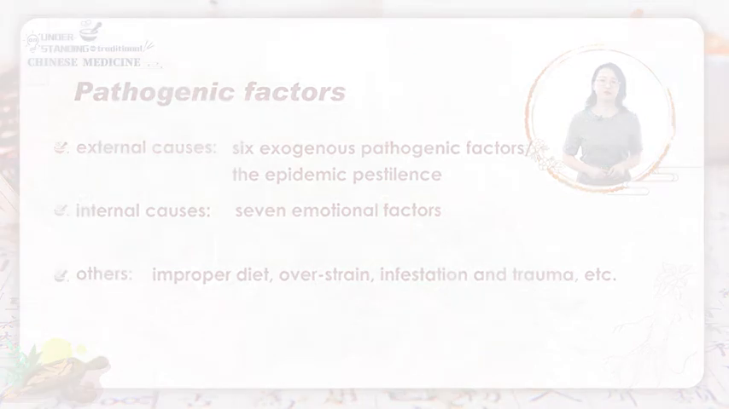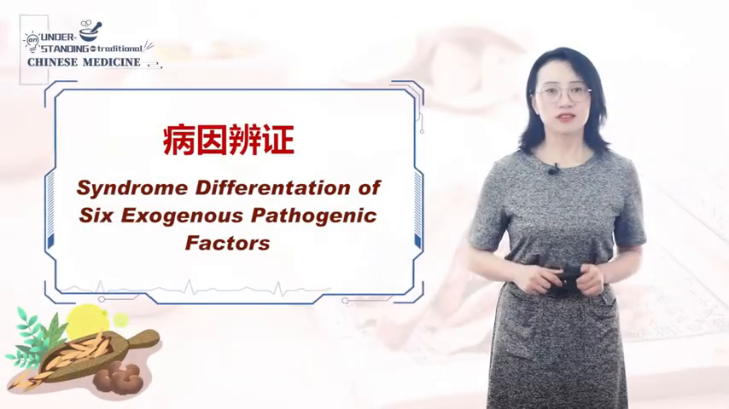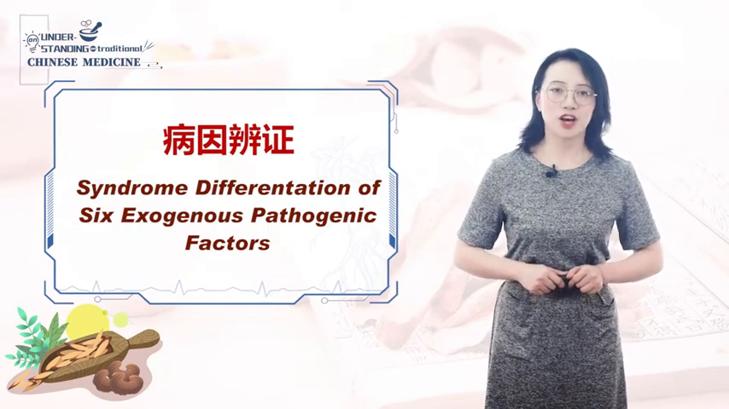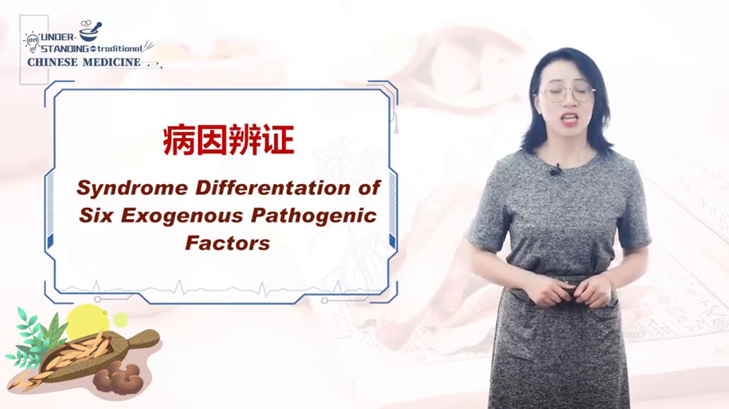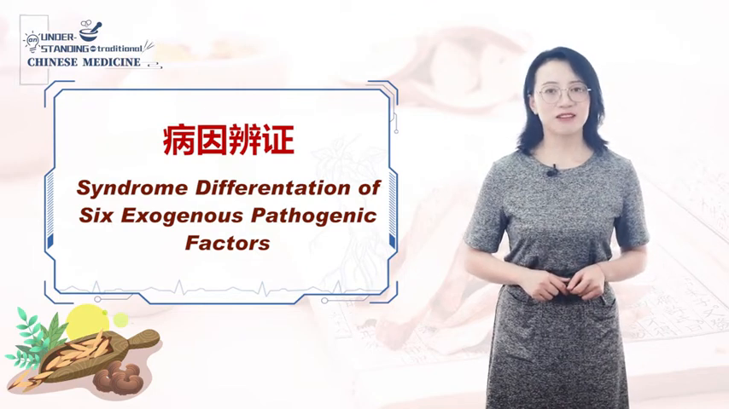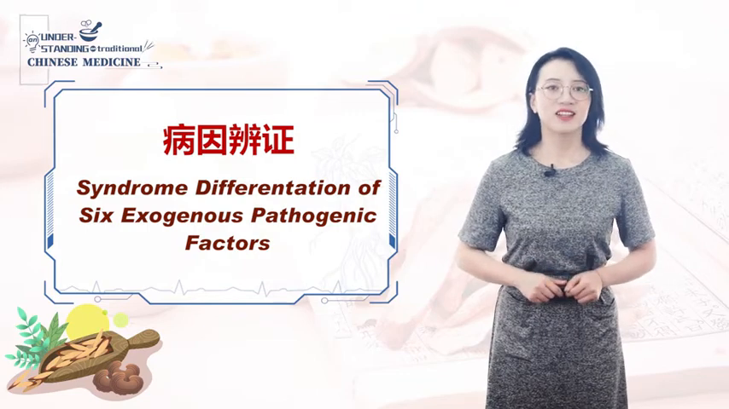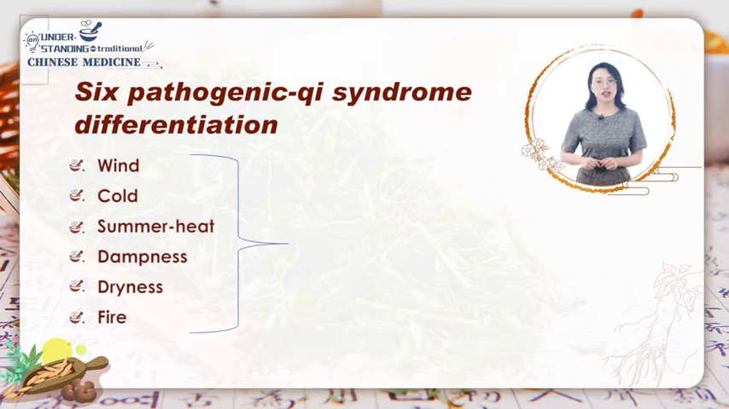trauma, etc. Each pathogenic factor has its own characteristics and leads to distinctive clinical manifestations. That means the syndrome differentiation of pathogenic factors is an important part of differentiation methods. In clinic, practitioners should combine the symptoms and the natures of pathogenic factors together during the differentiation. The 6 exogenous pathogenic factors include wind, cold, summer heat, dampness, dryness, and fire.